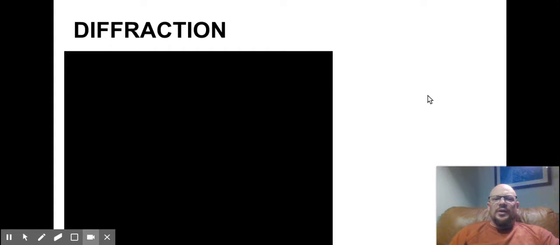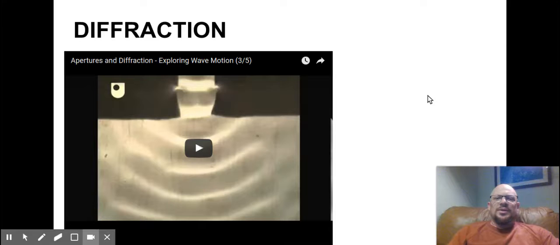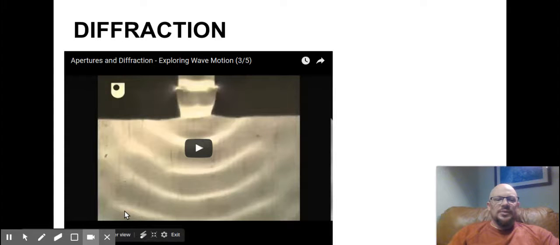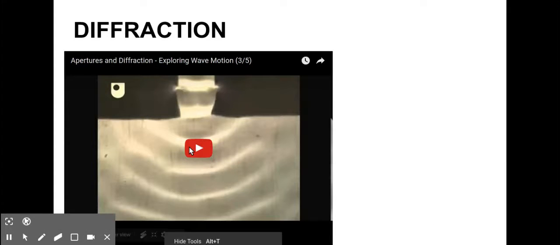This happens with all types of waves. We're going to watch a little video showing it with water waves, but you can see that it reacts the same way with light waves as well. Pay attention to this video so you can see how the light reacts when it comes to diffraction.